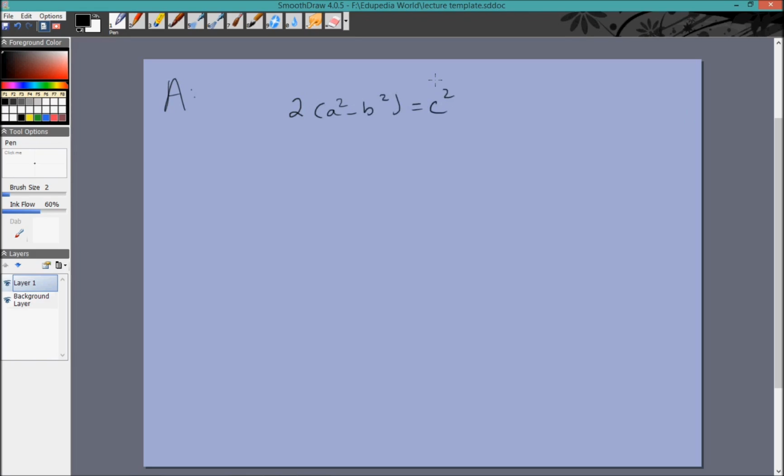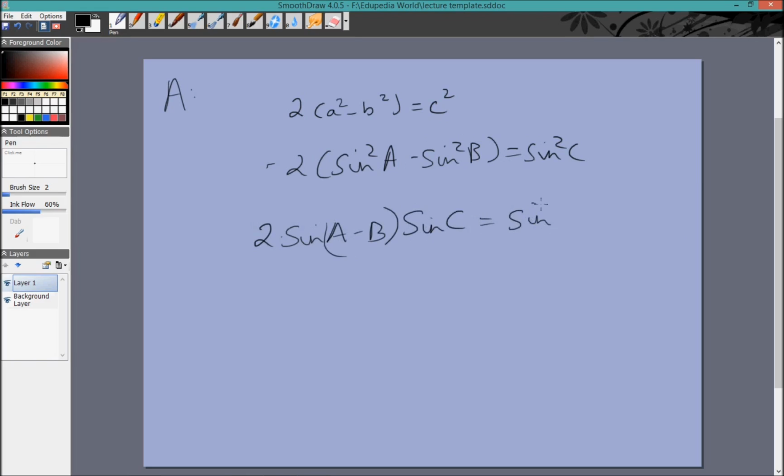Now since due to sine law, A by sine A will be B by sine B, which will be C by sine C. Let's take that equal to K. Then this will be simply K sine A, K sine B and K sine C, and K will cancel. So we'll also get 2 sine squared A minus sine squared B is equal to sine squared C. We know sine squared A minus sine squared B is sine A plus B into sine A minus B. So 2 sine A minus B into sine A plus B will be sine squared C. Sine A plus B I can simply write as sine C, because A plus B plus C is pi. Sine C cancels with this, because we know that sine C will definitely not be equal to 1.